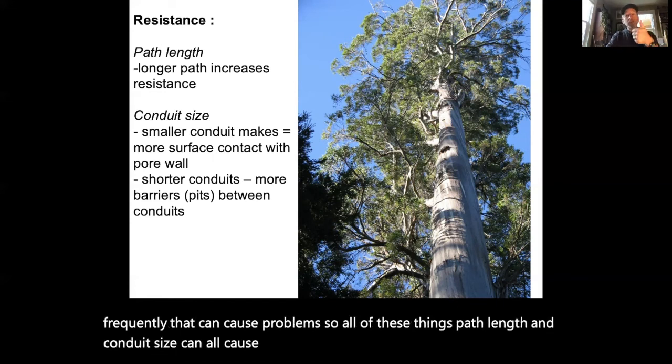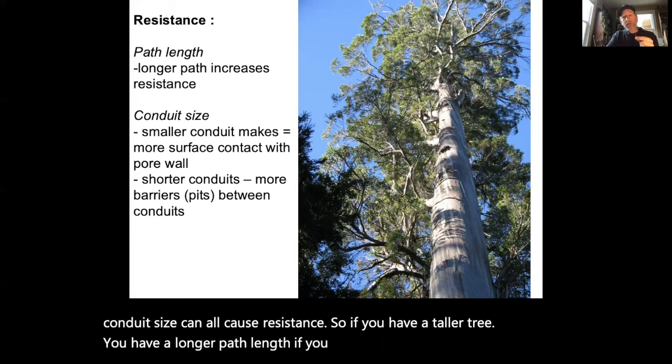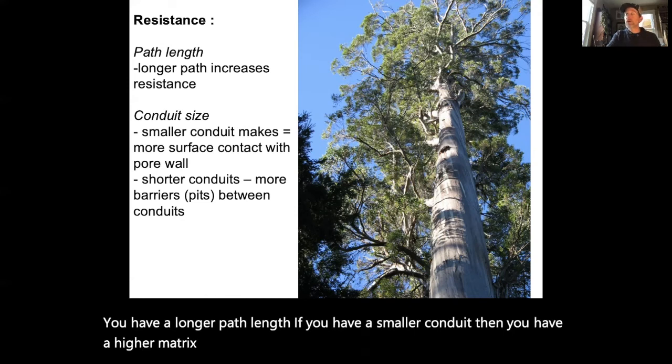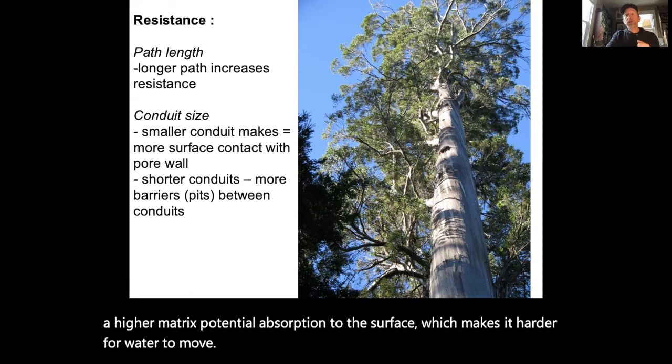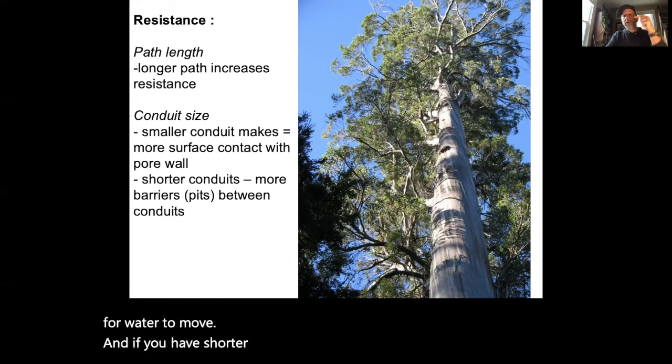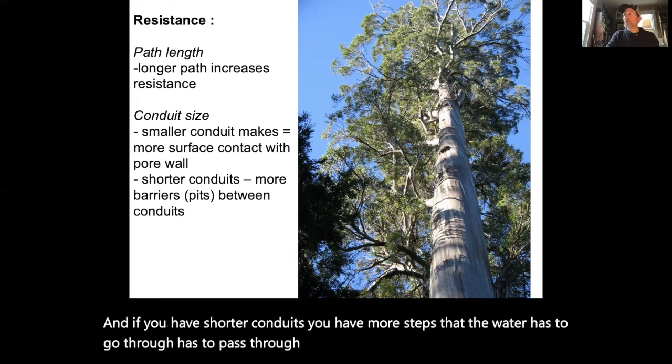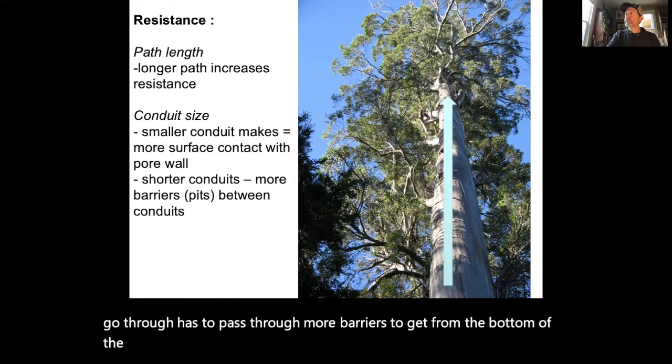So if you have a taller tree, you have a longer path length. If you have a smaller conduit, then you have a higher matrix potential absorption to the surface, which makes it harder for water to move. And if you have shorter conduits, you have more steps that the water has to go through. It has to pass through more barriers to get from the bottom of the tree to the top.